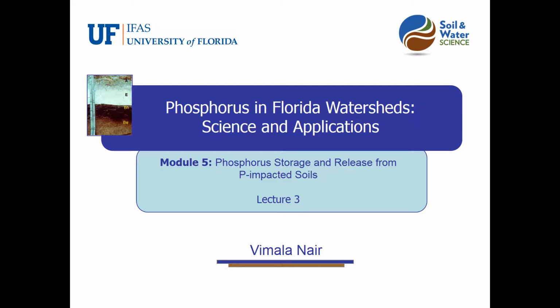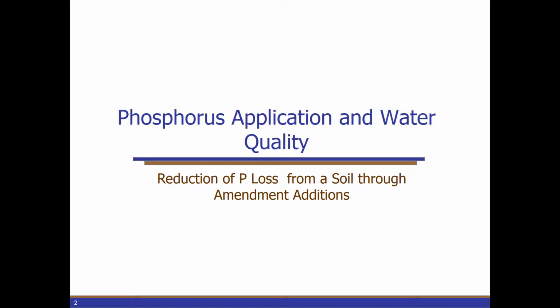In this lecture, we look into how we can reduce the excess P in soils through amendment additions. When there is an excess of phosphorus in soils, it is going to affect your water quality. So it should be possible to reduce the P loss from a soil by the addition of amendments. Here we will look at two particular amendments, the water treatment residuals as well as the biochar, which you have heard quite a bit of in previous lectures.